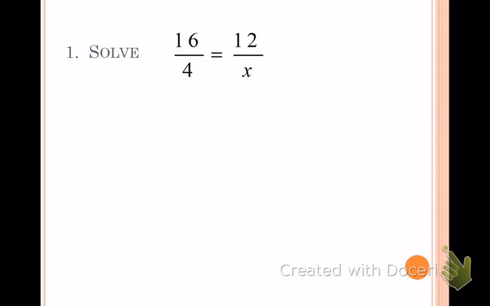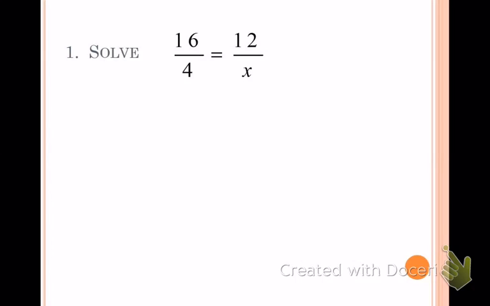So let's get into proportions. This is a proportion. This is saying that the ratio of 16 to 4 is equal to the ratio of 12 to x. Okay? So 16 to 4 is equal to 12 to what? Well, you may be able to think through this and figure out what x is supposed to be. But we're not going to be able to do that for every type of proportion. So this is a proportion saying that these two ratios should be equal.